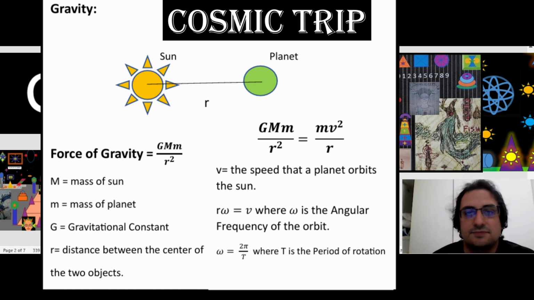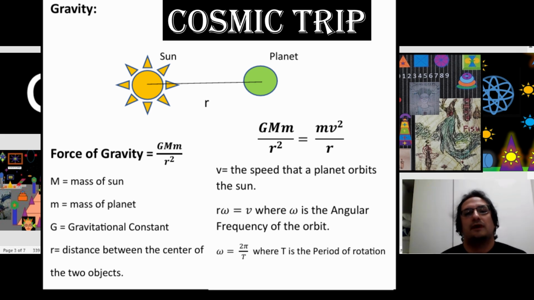In this equation, v is the speed that a planet orbits the sun. v equals r omega is the speed, where omega is the angular frequency of the orbit. Angular frequency means how many radians per period, because we know that a circle has 2 pi radians. So if you do 2 pi over the period, you get the angular velocity, I should say, the angular frequency. And if you multiply that times r, you get the actual speed in meters per second.